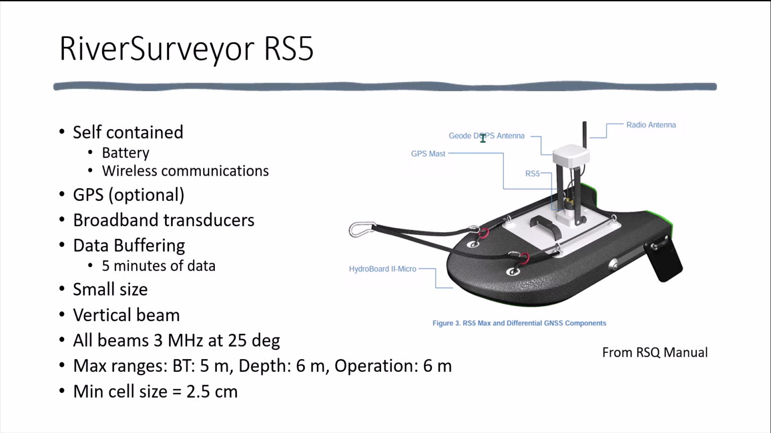All beams are 3 MHz, and the slant beams are at a 25-degree angle. The RS5 will bottom track to about 5 meters and measure depths up to 6 meters. The minimum cell size is 2.5 centimeters. The RS5 has both auto-adaptive and manual configuration options. Details on the manual configuration options are provided in the RS5 user manual. However, I do not have a description of the characteristics of the auto-adaptive mode.